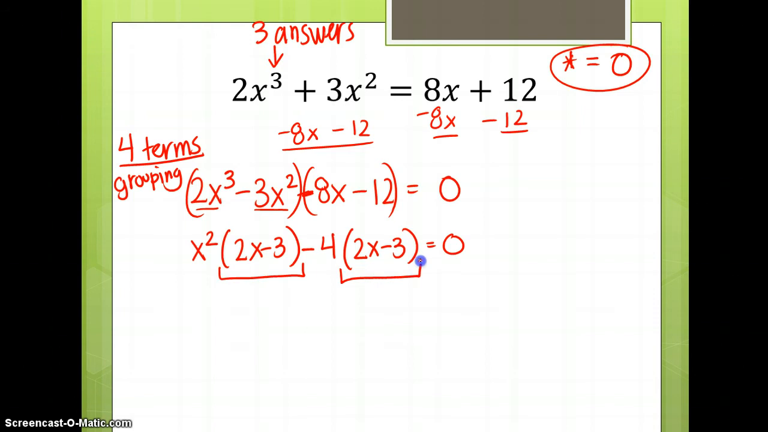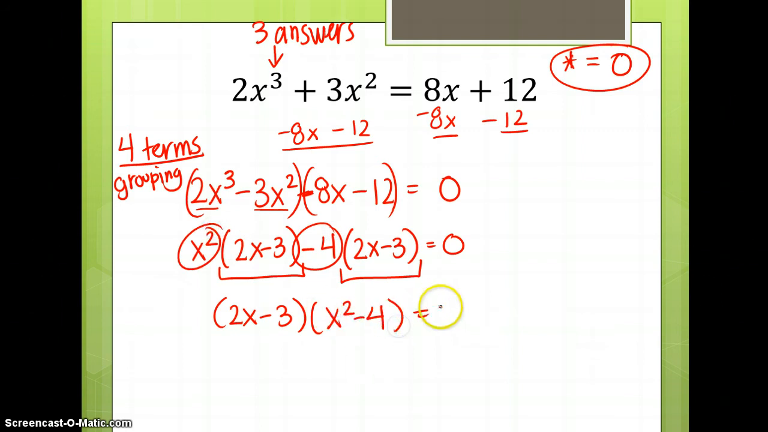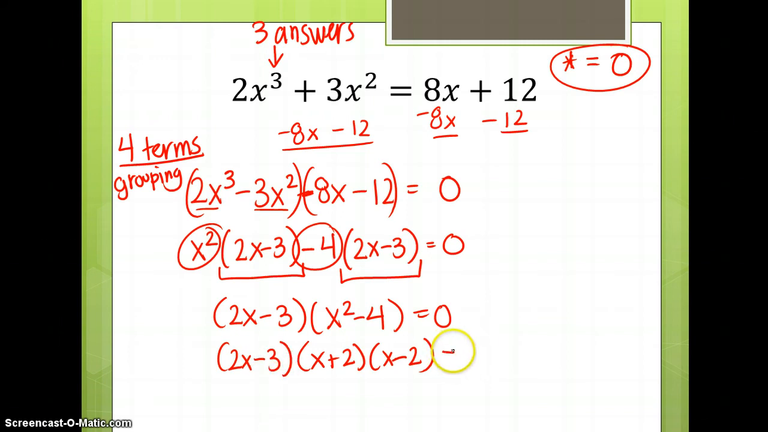But if you see that repeat parentheses, one of my parentheses is 2x minus 3. The other is what's left over. So x squared minus 4. So x squared minus 4, that's a difference of squares. We can also factor that as x plus 2, x minus 2. And now we took a third degree polynomial and we've been able to factor it. Factoring by grouping is just a different method.